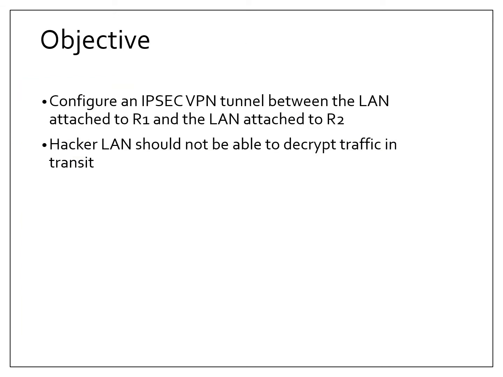So the objective is to configure an IPsec VPN tunnel between the LAN attached to router 1 and the local area network attached to router 2. The hacker should not be able to decrypt the traffic in transit.